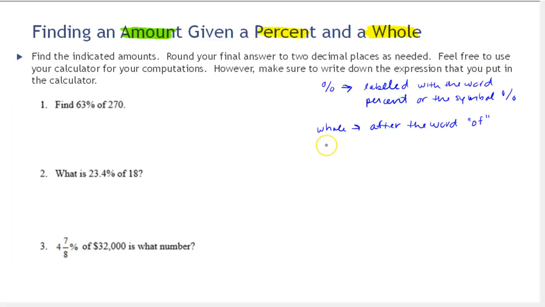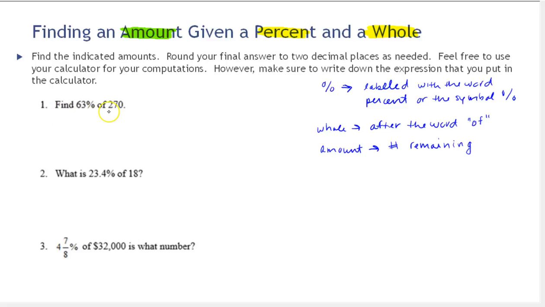Okay, and then the amount can be a little bit tricky, but the good news is that it's the number or quantity remaining. Okay, so since each of these problems have 3 values in it, it's easy to find the percent or to identify it in the problem. It's easy to see the whole. It's after that word of, and then by default the amount is whatever number is remaining. Okay, in this case it's what we're trying to find. So let's look at these problems.